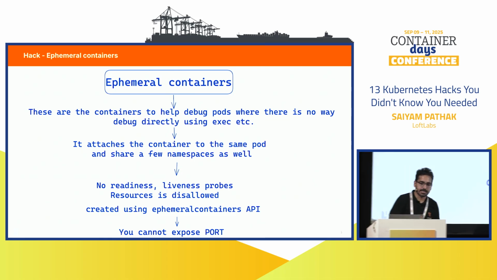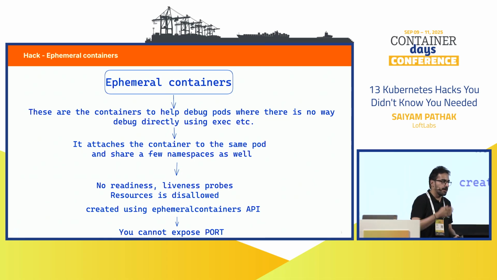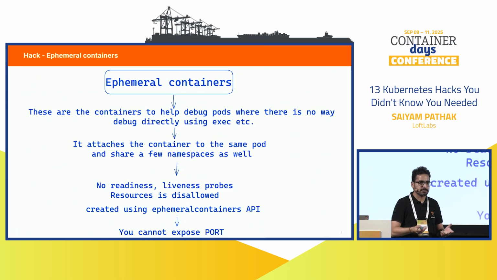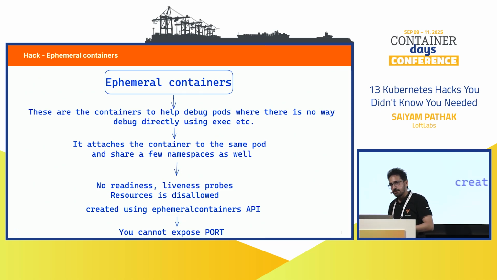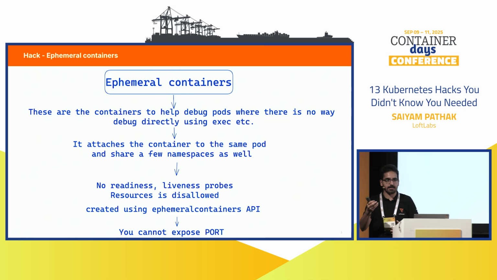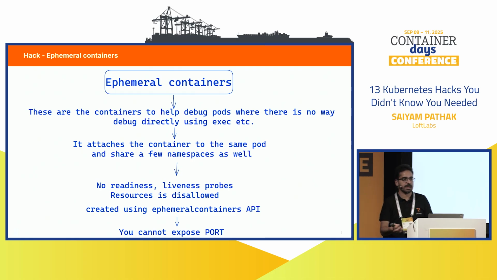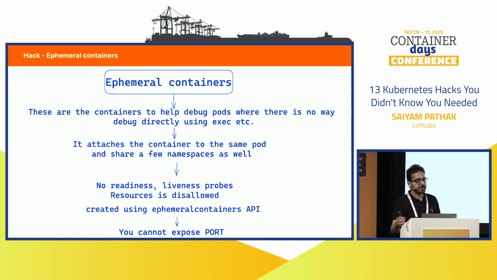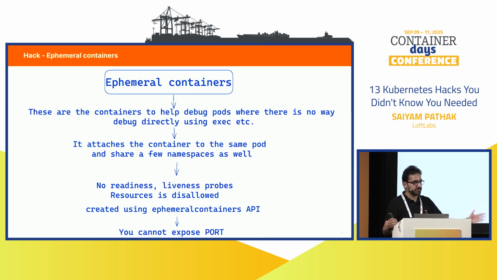Next one is ephemeral containers. Many people have used what are called distroless containers. They are good, they are slim, and they are easy, but they are a bit difficult to debug because they don't have any shell or anything in there. So these ephemeral containers are containers to help debug pods where there is no way to debug directly using exec. It attaches a container to the same pod and shares a few namespaces. You cannot define readiness or liveness probes, and resources are also disallowed here.